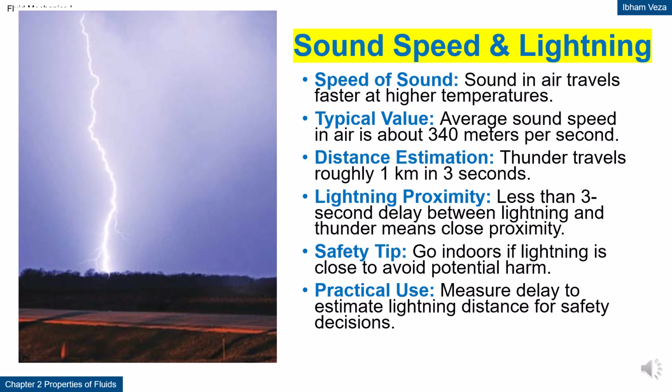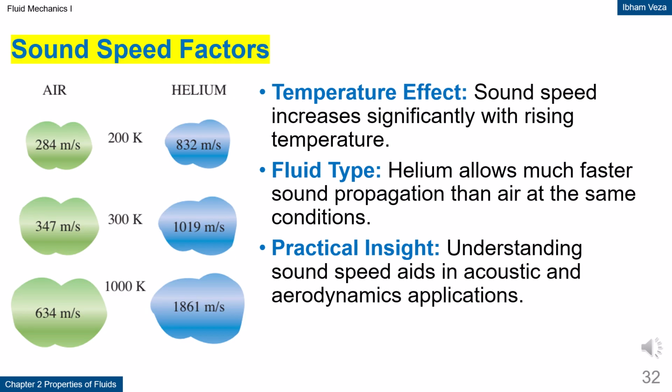Sound speed and lightning. The speed of sound in air depends on temperature, so in warmer air, sound travels faster. The average speed of sound in air is about 340 meters per second. The time delay between lightning and thunder can be used to estimate the distance to the lightning strike. If the delay is very small, it means the lightning is very close. This concept shows that pressure wave propagation has practical applications in everyday life.